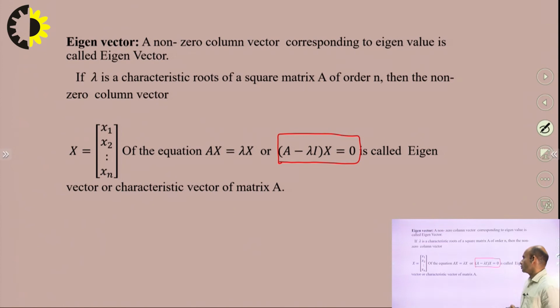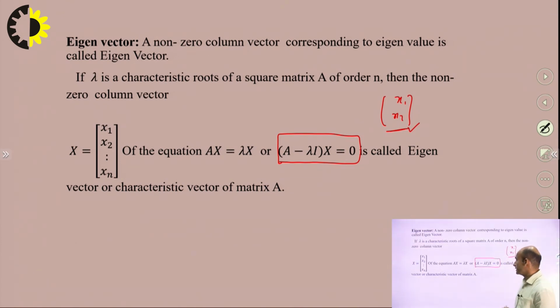Suppose we have a 2 by 2 order matrix, then we have a column matrix of order 2. It means we have an entity of this kind, that is x1 and x2. So, we have this one as the eigenvector. If we have a matrix A, which is a square matrix of order 2, then this will be the eigenvector corresponding to a particular eigenvalue lambda.